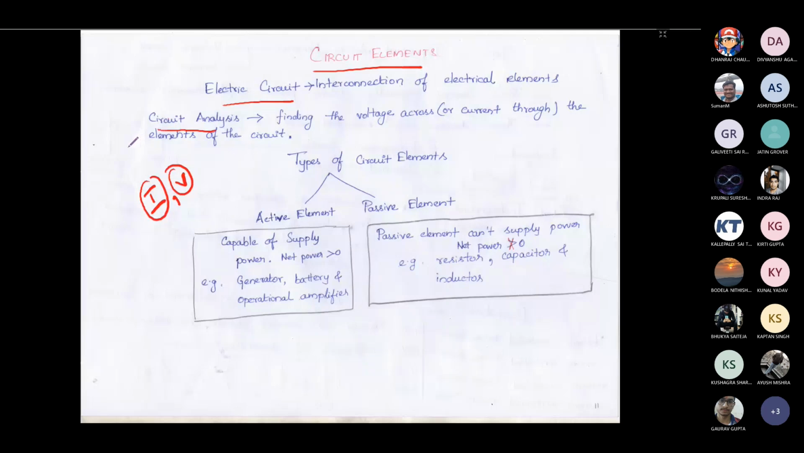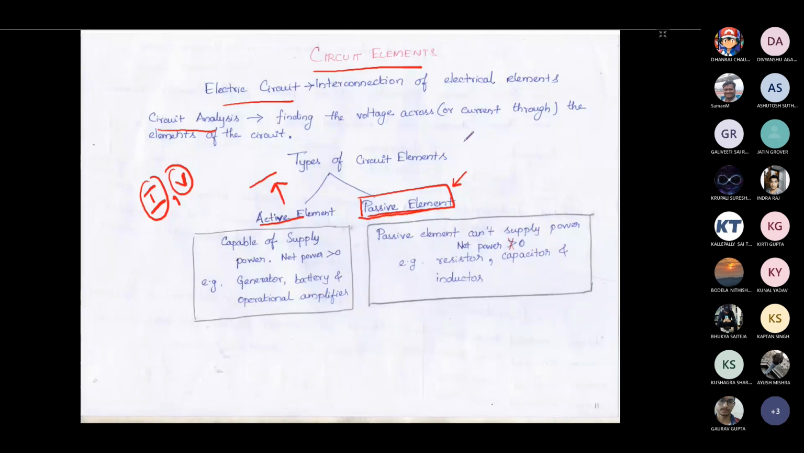Okay, this circuit is mainly comprised of two things. One is active element and another one is passive element. You can consider active element as an element which can supply energy for certain period of time. Similarly, passive element is an element which can only absorb energy, or it can supply only as much energy as it is absorbing.